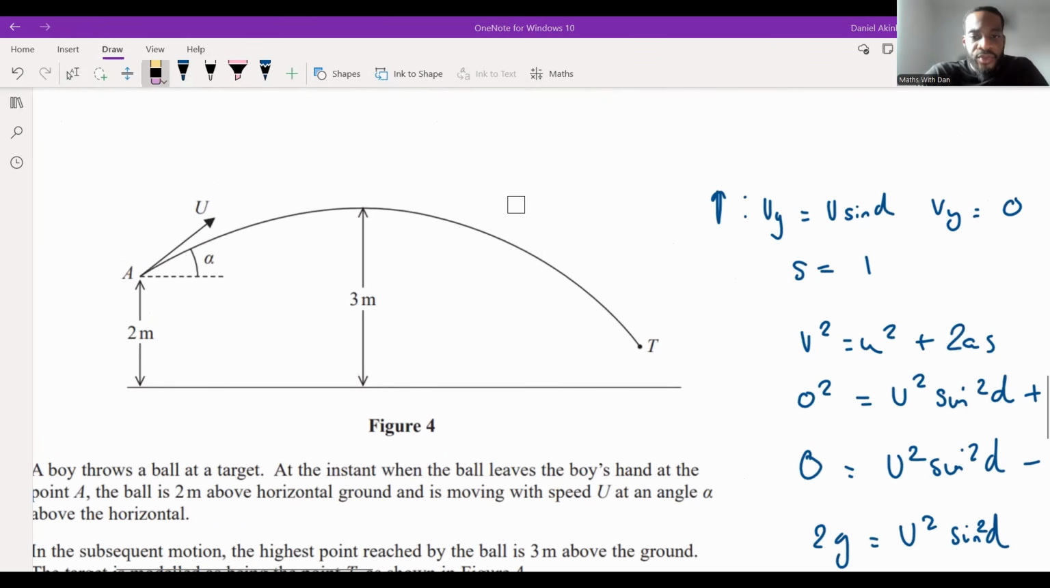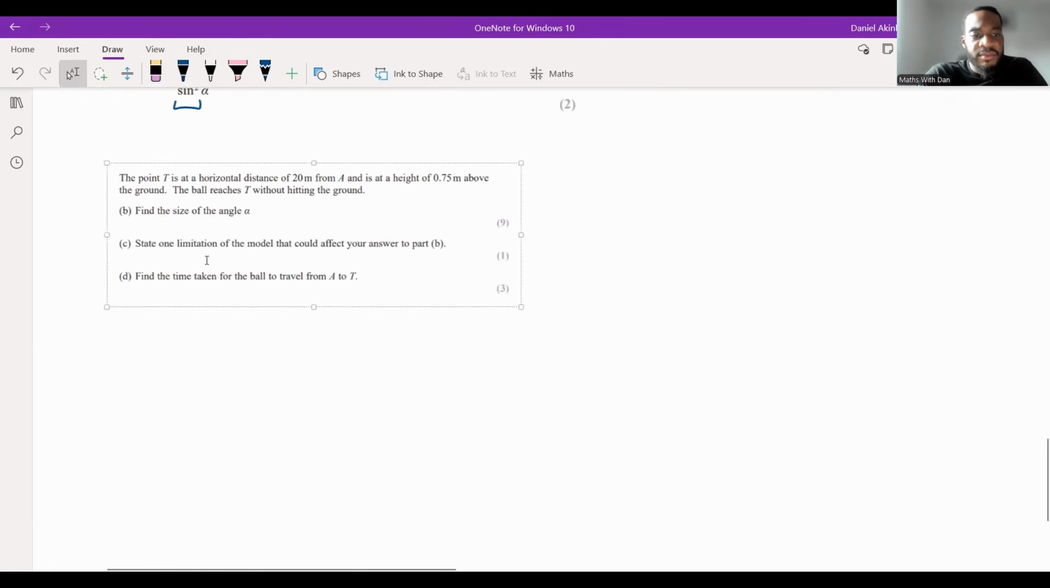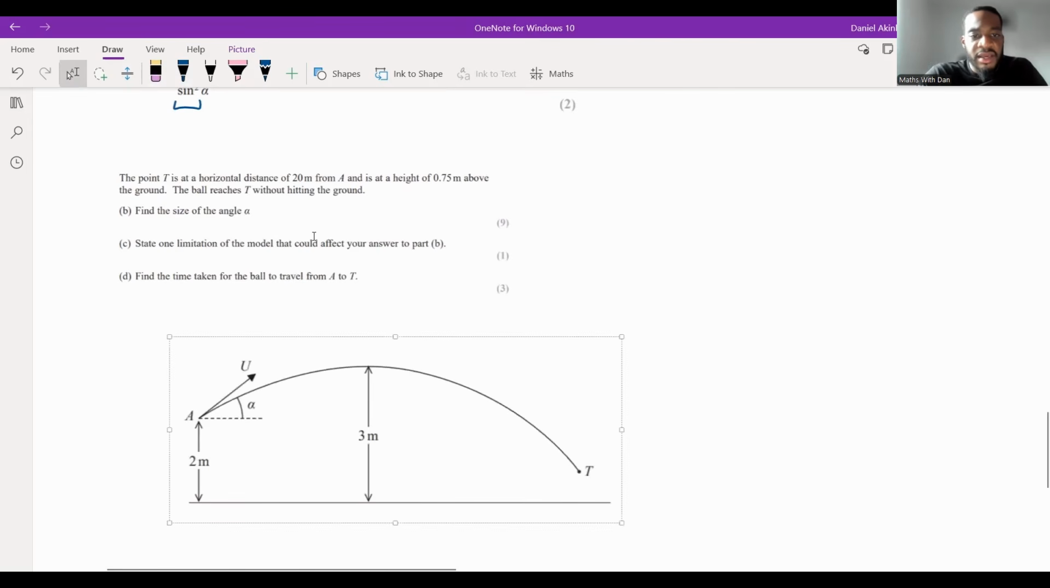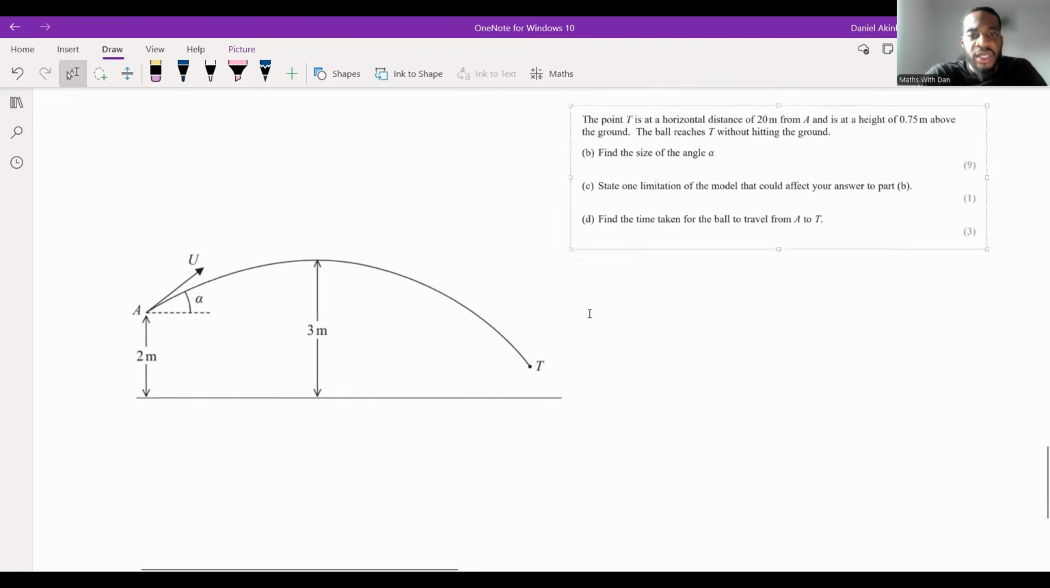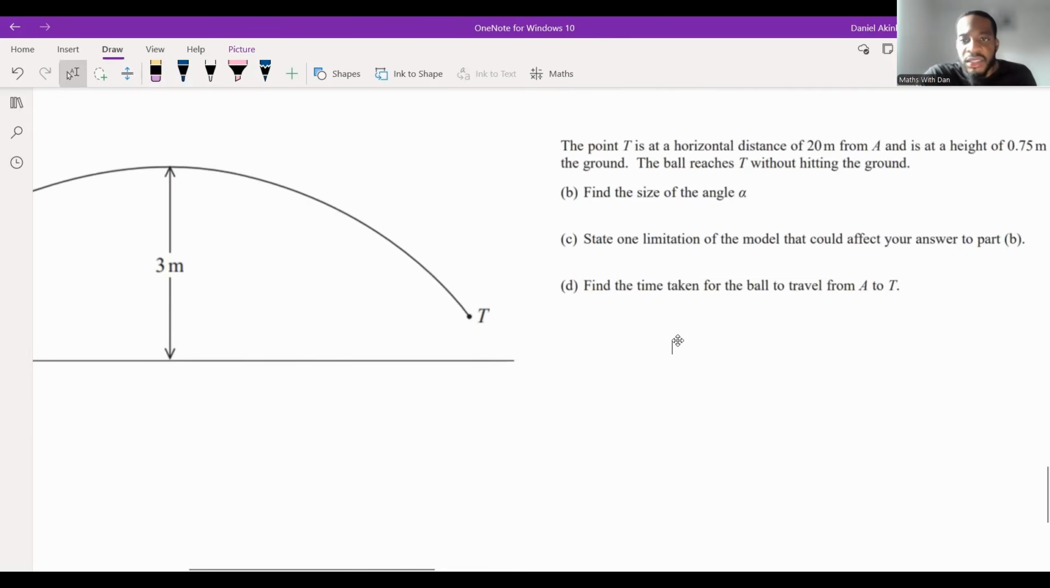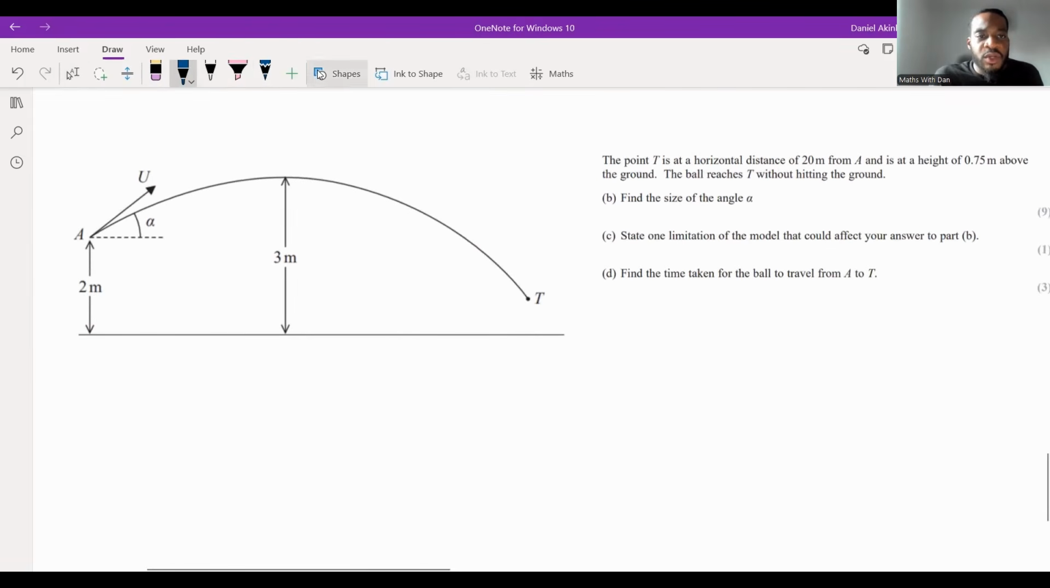Okay, so we've got this here, and then they've told us a specific point. I like to think of them as coordinates, even though they're not really. Essentially, the point T is at a horizontal distance of 20 meters. So we're modeling at point T. We know the horizontal distance there is 20 meters, and I also know that it's 0.75 meters above the ground. We need to find the size of angle alpha.